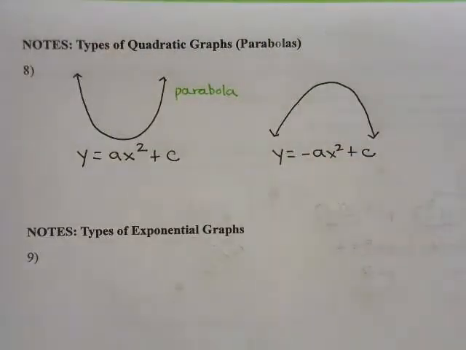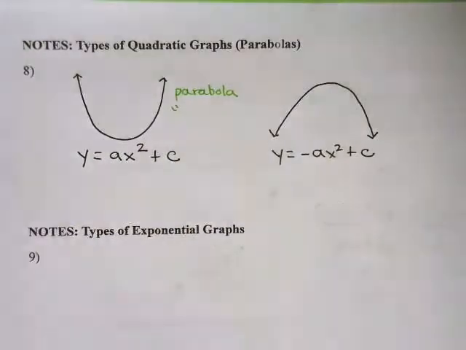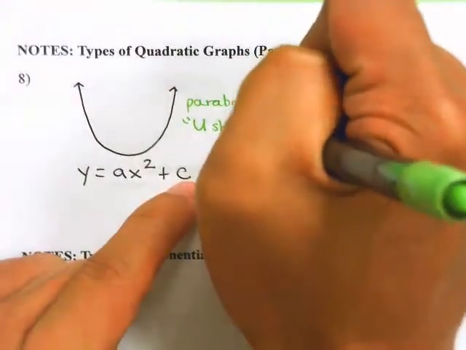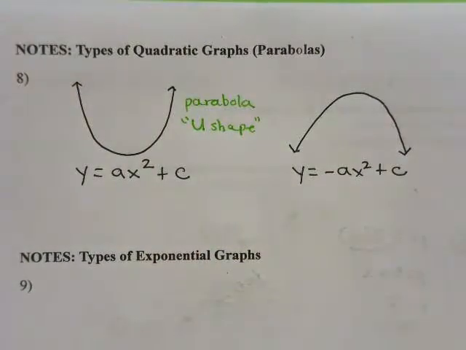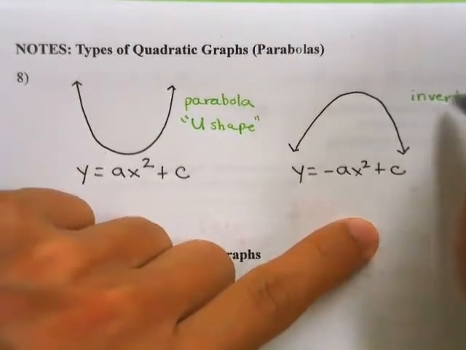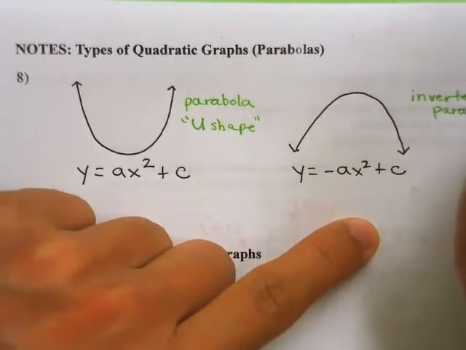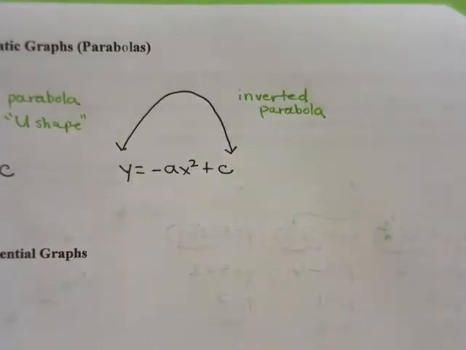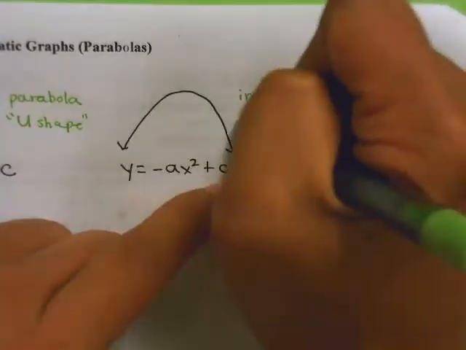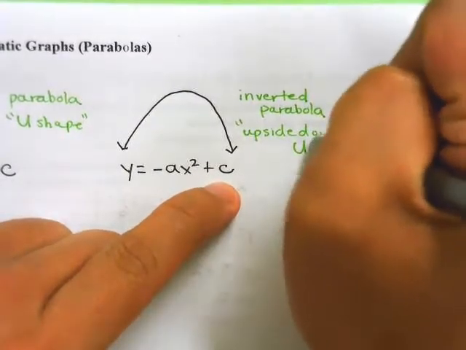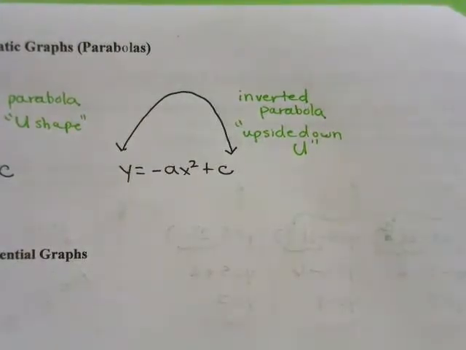We can also give it a nickname. My nickname, because it looks like a letter that I know, U shape. Okay, so usually if it's a U shape, I'm going to call it a parabola. Okay. The technical term for this sad face over here is an inverted parabola. Let me just move this over here. Inverted parabola. Or an upside down U shape, or upside down U.